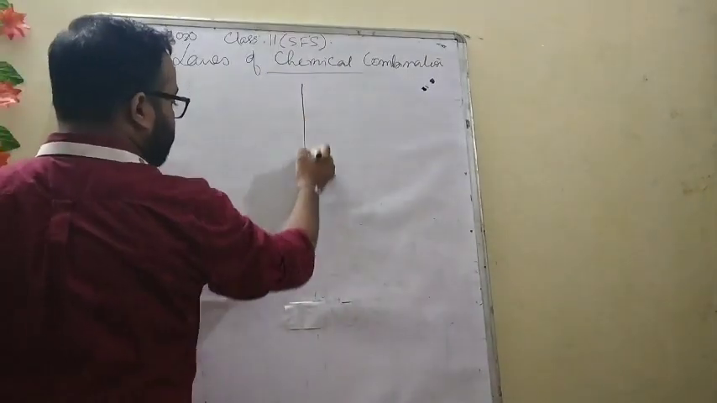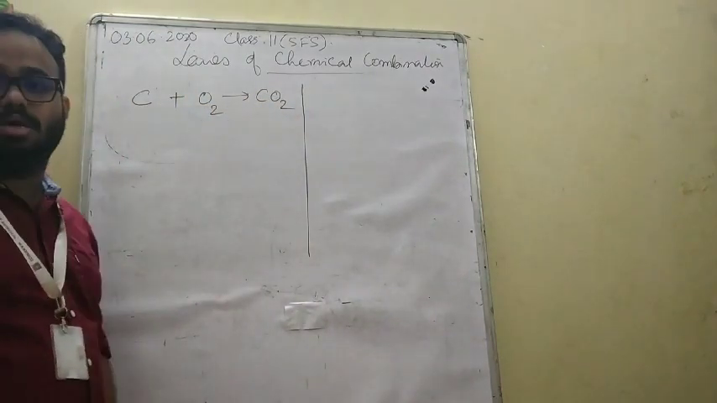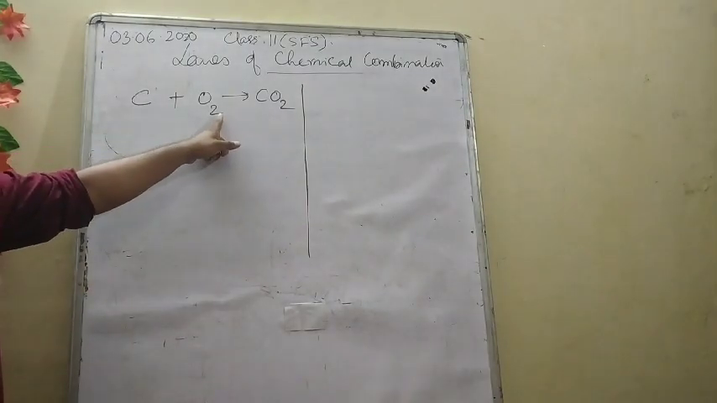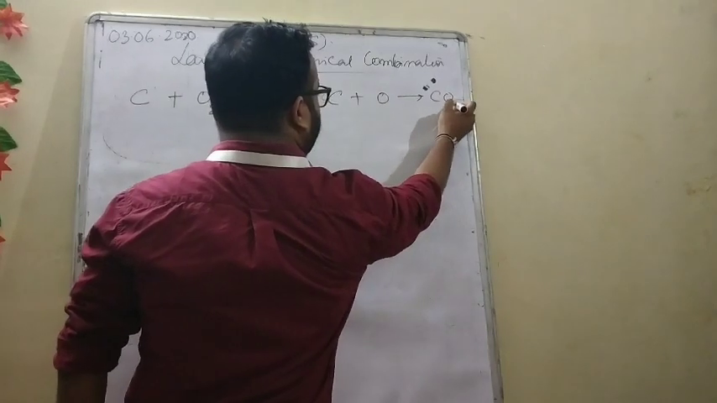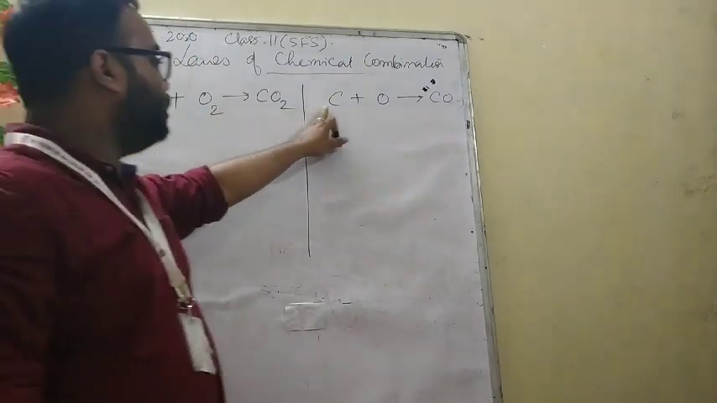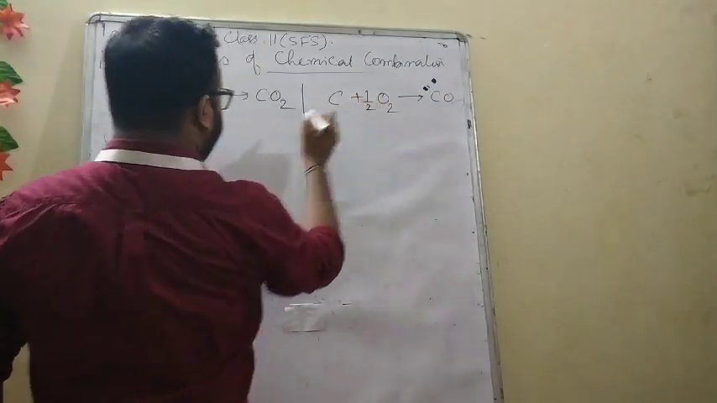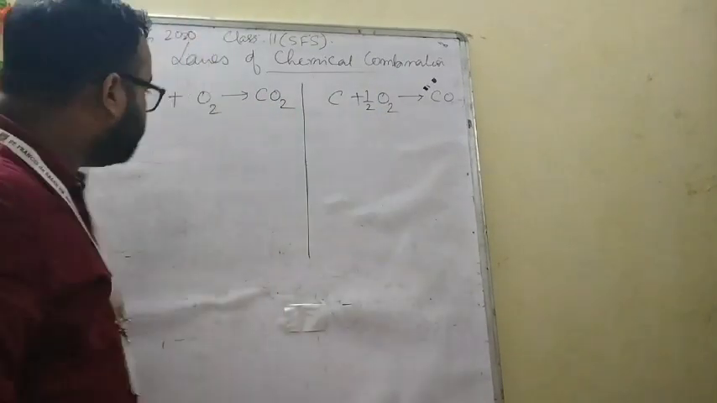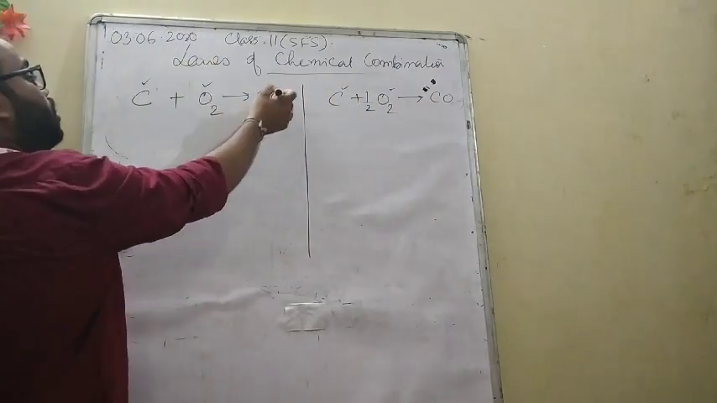Suppose you see here, carbon plus oxygen gives you carbon dioxide. Carbon plus oxygen also gives you carbon monoxide. C plus O2 gives you CO2. C plus O also gives you CO, that is, half O2. So C plus O2 gives CO2, and C plus half O2 gives CO. Which means these two are the same elements, giving two or more products.